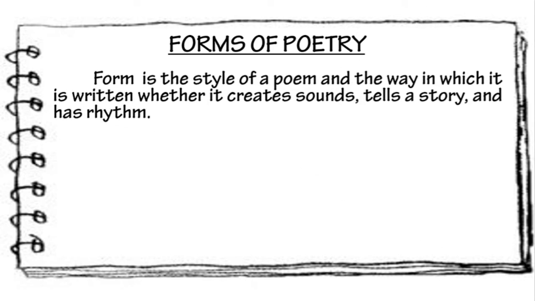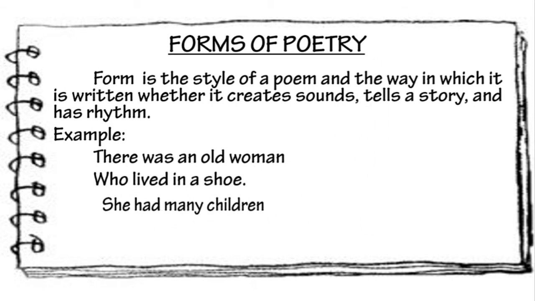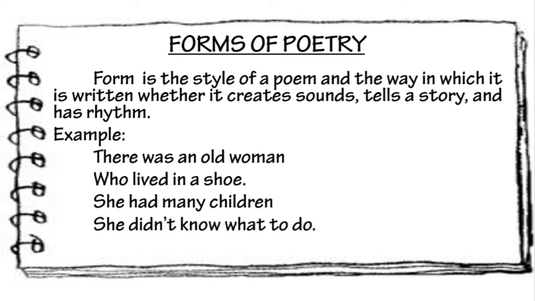Form is the style of a poem and the way in which it is written, whether it creates a sound, tells a story, and has rhythm. Example: There was an old woman who lived in a shoe. She had many children. She didn't know what to do.